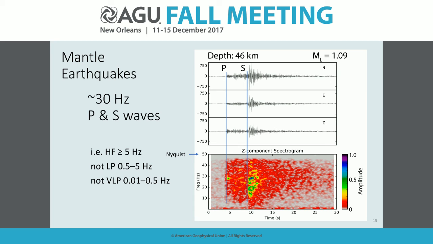Another remarkable thing about these earthquakes is that they're not low frequency, they're not very low frequency, they're high frequency. Here we have one of the earthquakes at a depth of about 46 kilometers. I'll remind you the Moho's at only about 38 kilometers. And it's a very small earthquake, it's magnitude 1. One of the things that's striking is it has very impulsive and clear P and S wave arrivals. This is the north component, the east component, and the vertical component. And on the spectrogram, they peak at about 30 hertz for each one of these waves. It's very unusual.